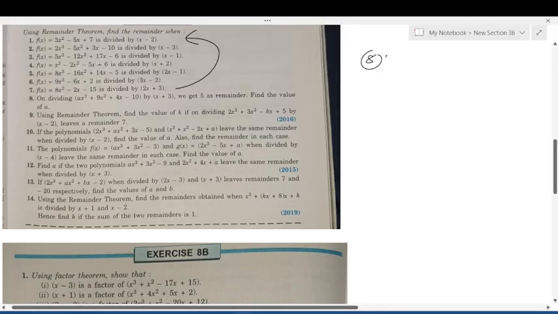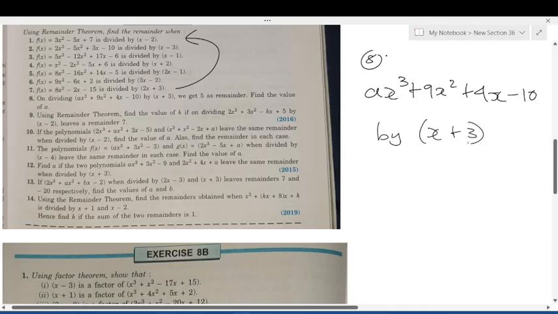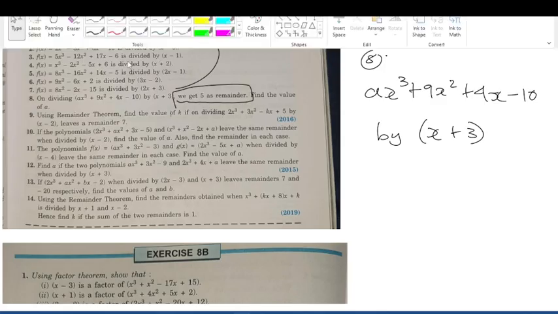Okay, 8th question. They have given two equations. On dividing ax cube plus 9x square plus 4x minus 10 by x plus 3, what is the remainder we get, students? You get 5 as remainder.